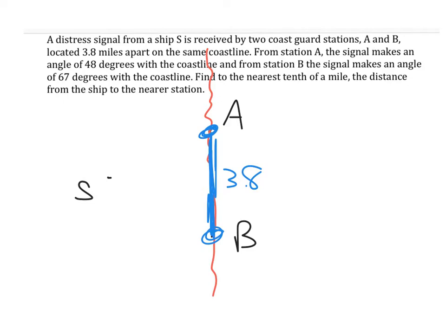From station A, the signal makes an angle of 48 degrees with the coastline. So from the coastline to the ship, the angle that it makes is 48 degrees. And from station B, so here's station B at the bottom, the signal makes an angle of 67 degrees with the coastline. So this right here, this angle is 67 degrees.